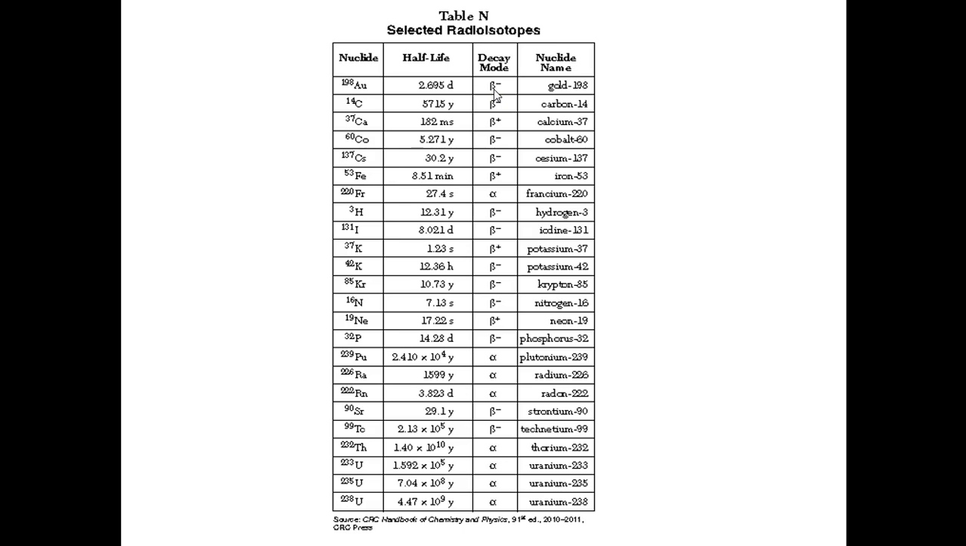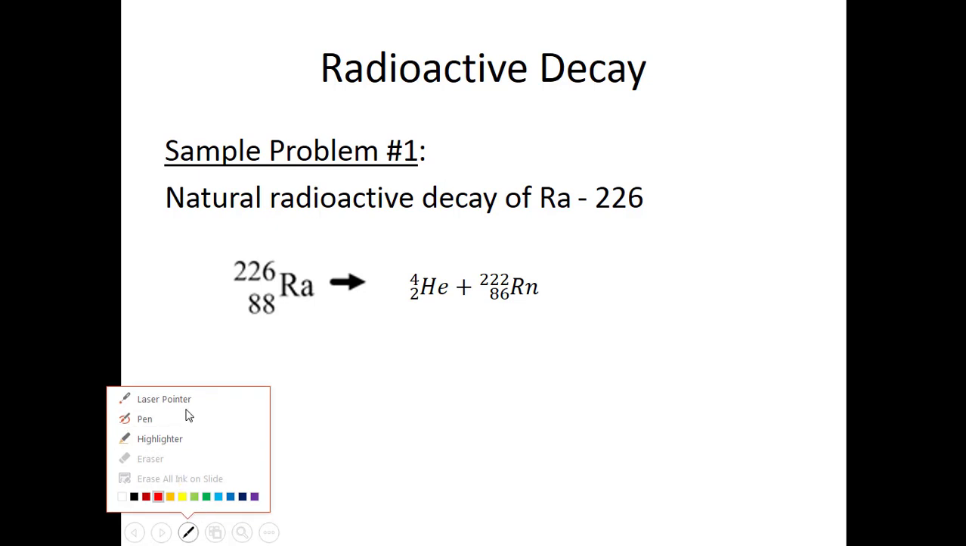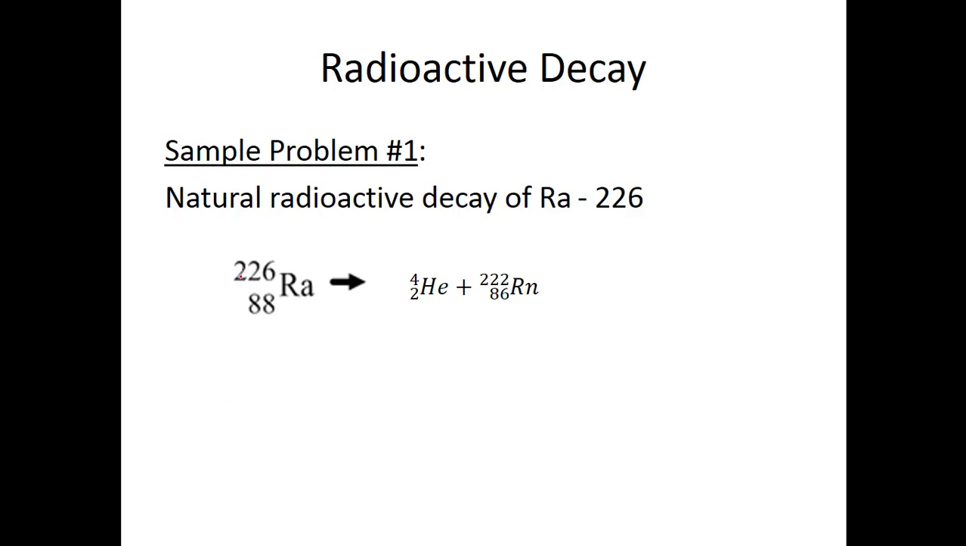So what does this look like when you're balancing equations? Looking at these particular examples, the first one we're going to look at here is the natural radioactive decay of Ra-226. Looking at Table N, we know that the decomposition of Ra-226 is that of an alpha particle. Using Table O, we know an alpha particle has a mass of 4 and an atomic number of 2. When we solve these questions, we want to set the top number, or the mass, equivalent to itself, and we want to set the atomic number equivalent to itself. So what we can do here is split this down the middle.